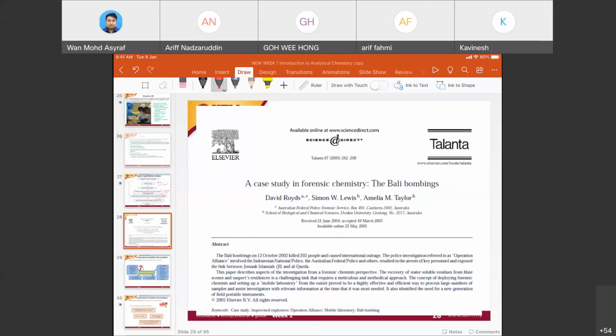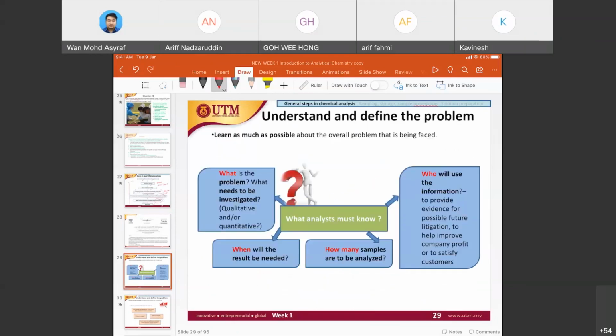So this is one of the literature for the case of Bali bombings. So if you are interested, you can try to read this. Okay. So understand and define the problem. So now we will go one by one.